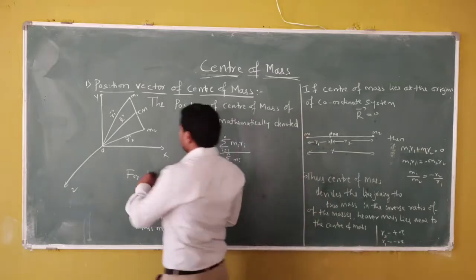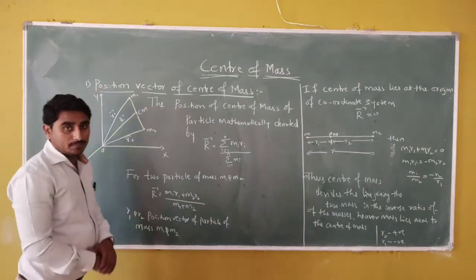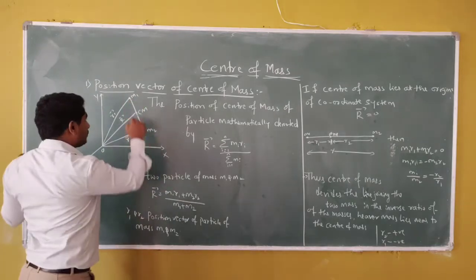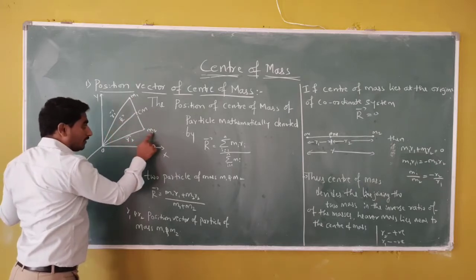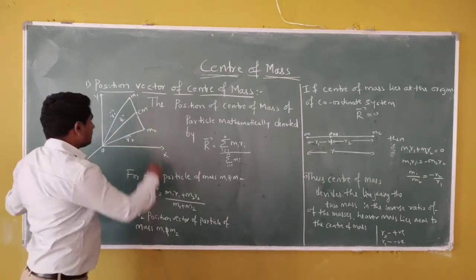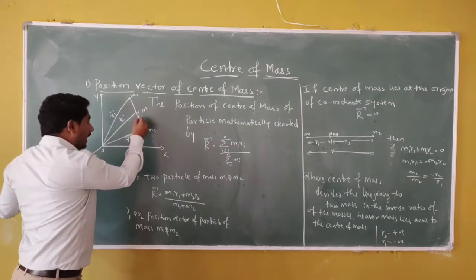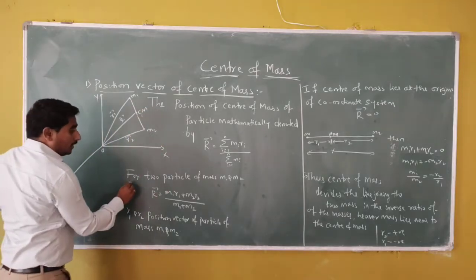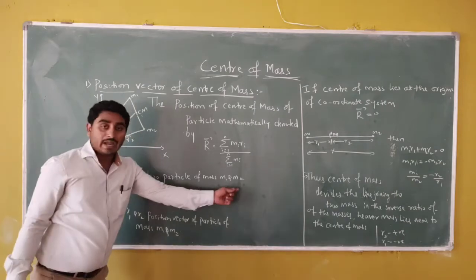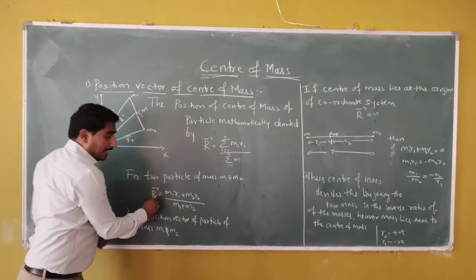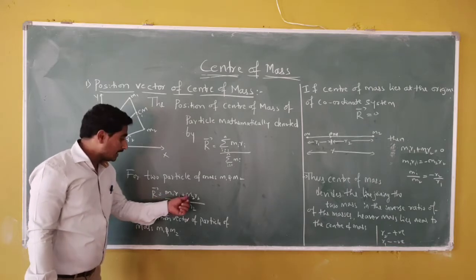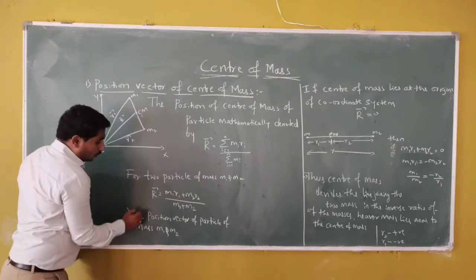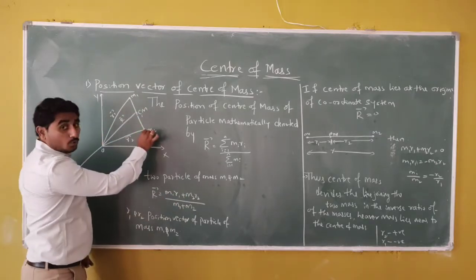Here I have considered a two particle mass system. This is mass m1 and this is mass m2, the position vector of mass m1 is r1 and of mass m2 is r2, and this point is the center of mass. For two particle masses m1 and m2, the position vector is r equal to m1 r1 plus m2 r2 divided by m1 plus m2, where r1 and r2 are the position vectors of masses m1 and m2 respectively.